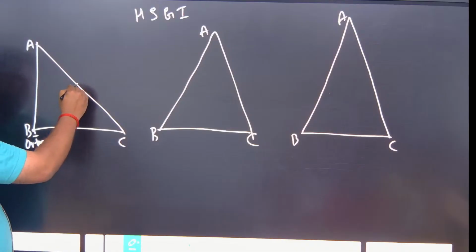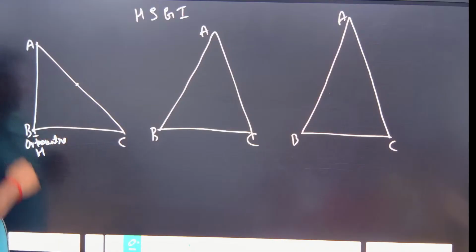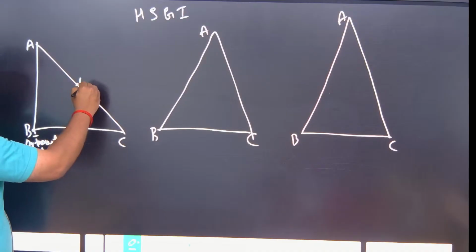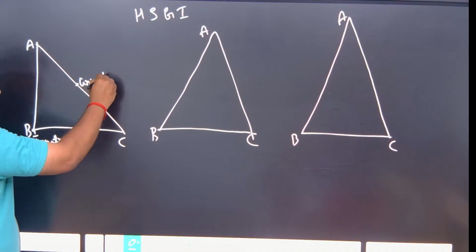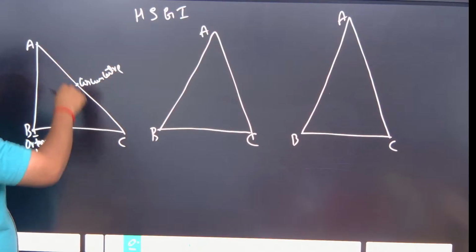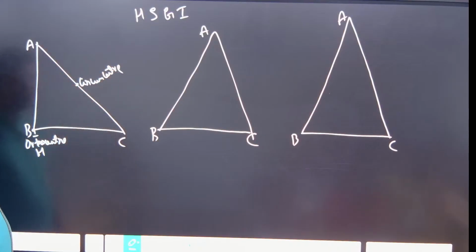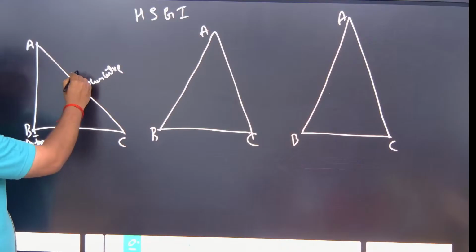Now, when we have the hypotenuse, the midpoint of the hypotenuse will be the circumcenter. This is the midpoint of the hypotenuse, that is the circumcenter. So the circumcenter is S, and this is H.